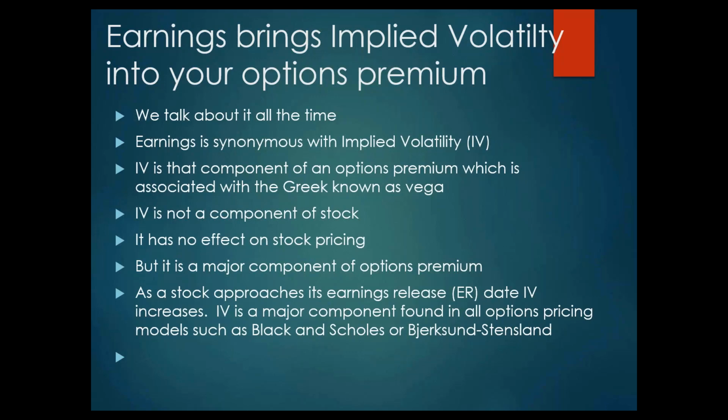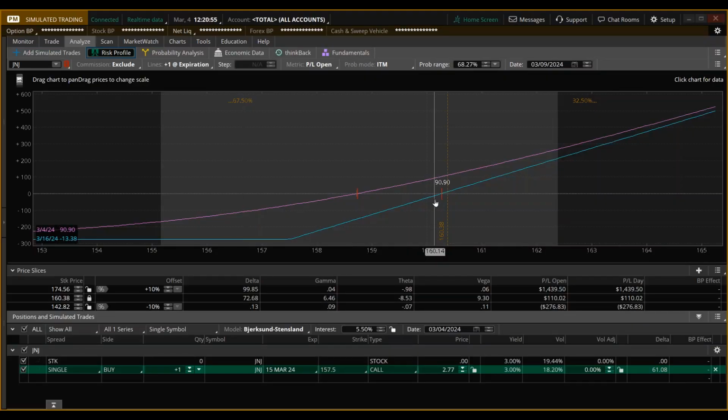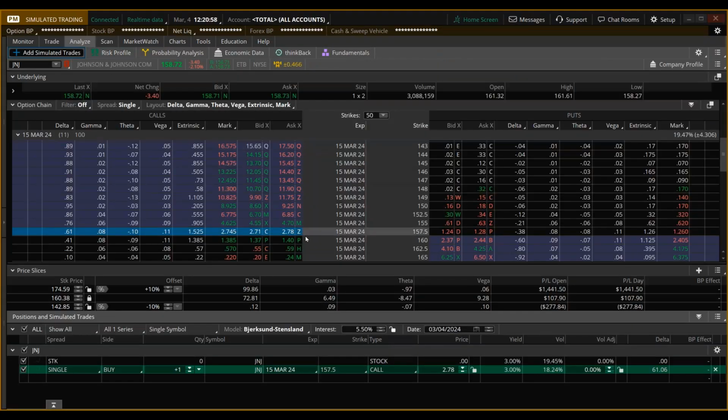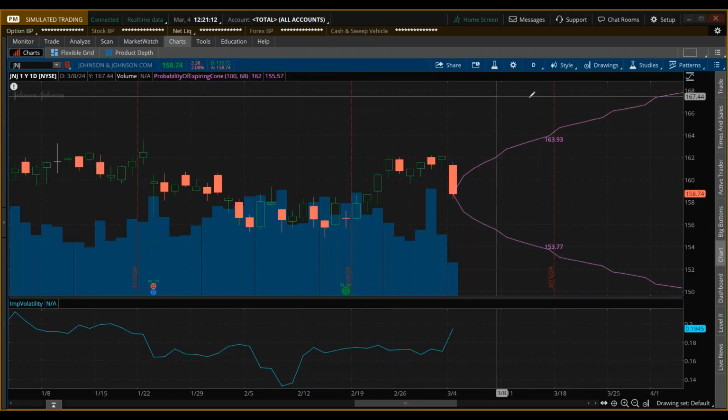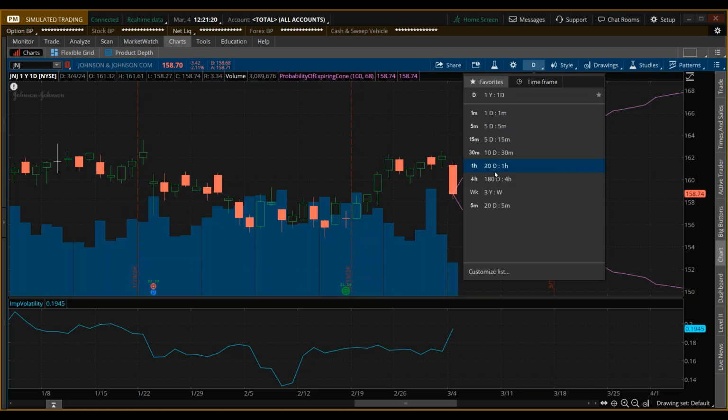If you look at the value of any option, we just had one on the screen. Okay, let me go back to that one quick. So here's an option that I just very randomly picked out of the option chain. It is the 157.50 call on Johnson & Johnson that expires on March 15th. Now, when are they going to have an earnings report? It's coming up soon, I think in about a month and a half or so, or a month or so.